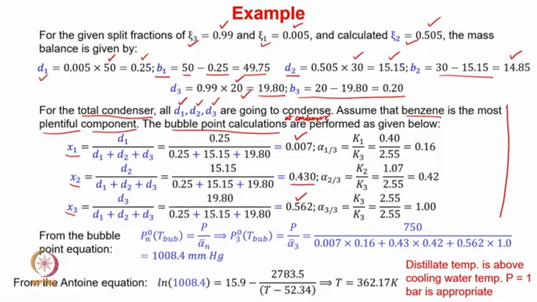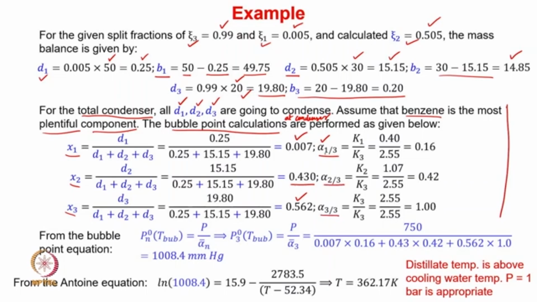Okay, so in this case the benzene is the component which is present abundantly. Since benzene is the abundant component, we have to calculate all the alphas with respect to the third component, which is nothing but benzene. That's why we are calculating alpha 13, alpha 23 and alpha 33.